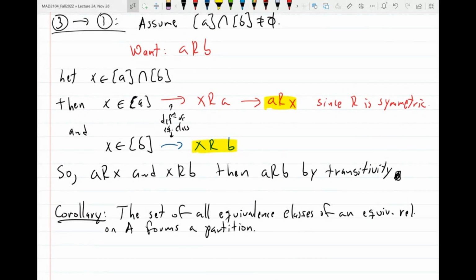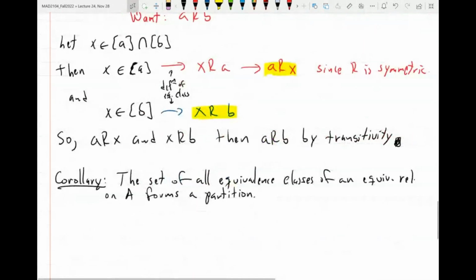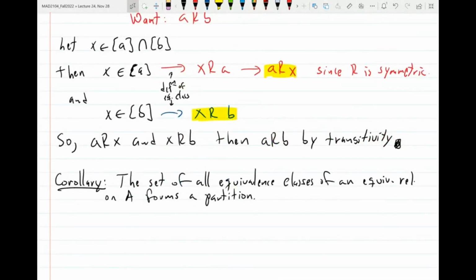Are you okay with this? All right, so this is all I'm going to say about equivalence relations. Any questions? All right.